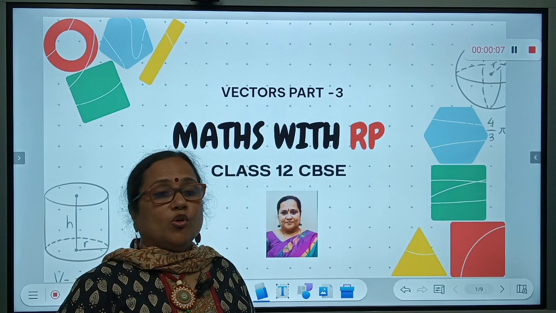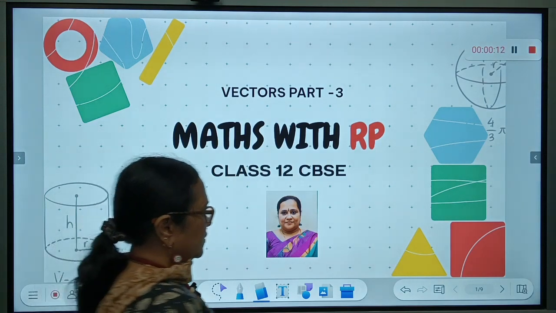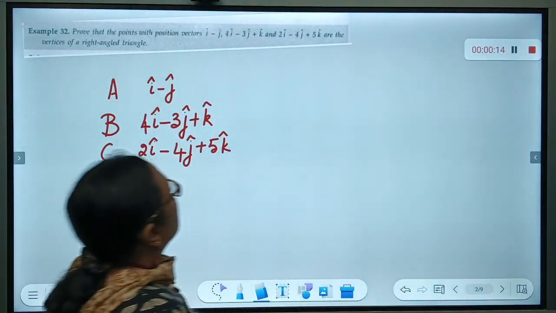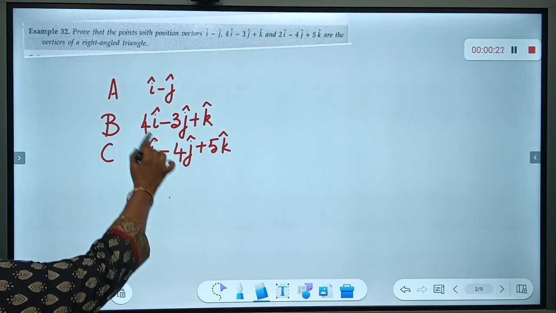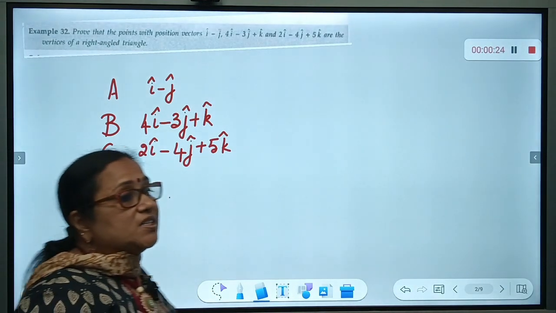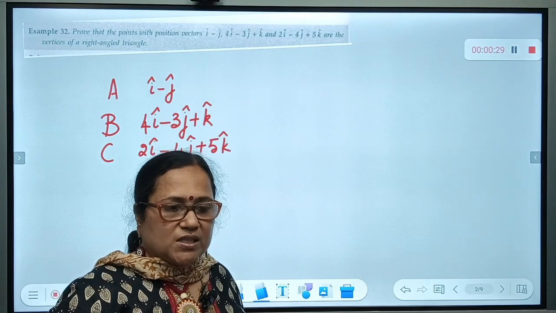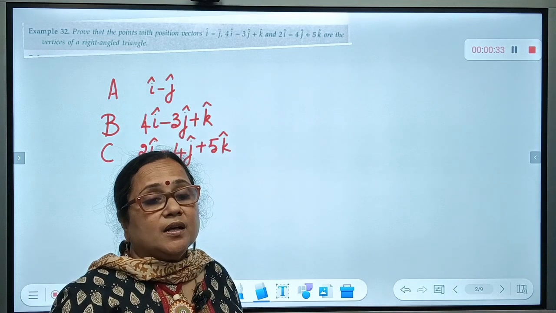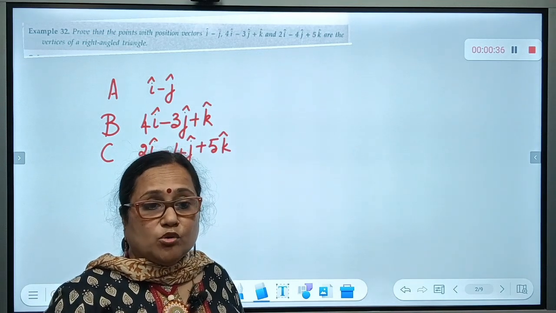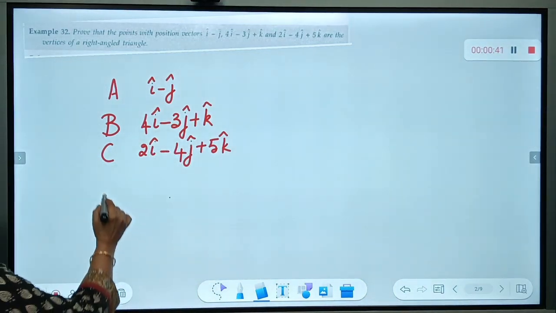In this video, we are going to solve many problems involving vectors. So the first problem that we are going to see is: prove that the points A, B, C whose position vectors are given are the vertices of a right angle triangle. So when will a triangle be right angled? If one angle is 90. And how do you prove it? Prove that any triangle is right angled by proving that the square of the hypotenuse is equal to the sum of the squares of the other two sides. So that is what we are going to do now.